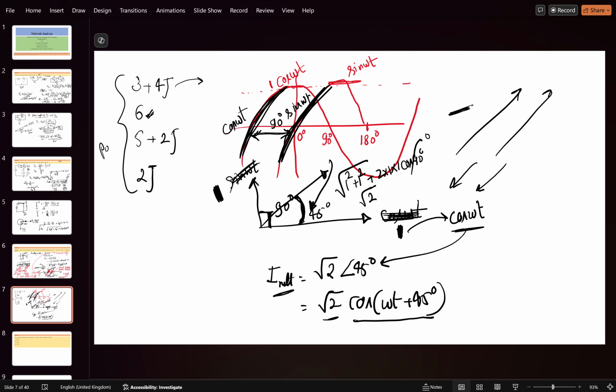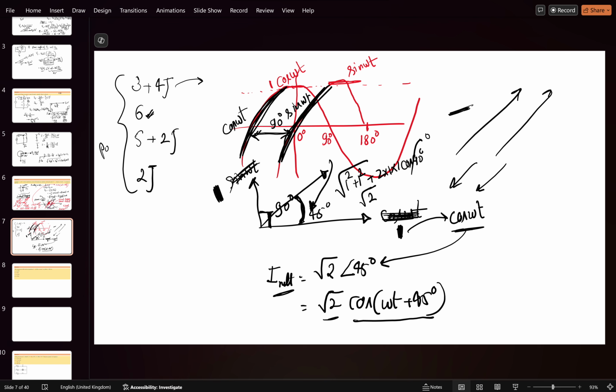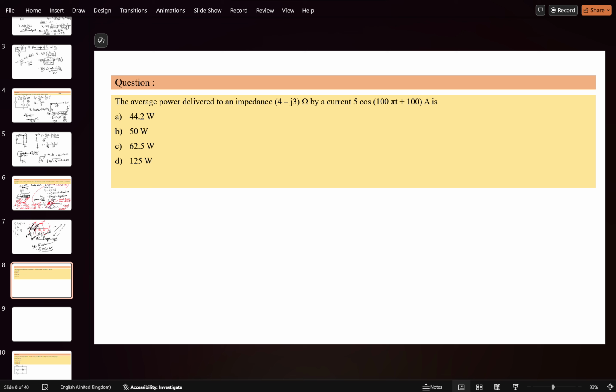Any doubt? Okay. Let's move to the next question. Try to solve this part. This question I have kept related to the power absorption. Okay. Just read the question first, then try to solve. Then we will discuss.